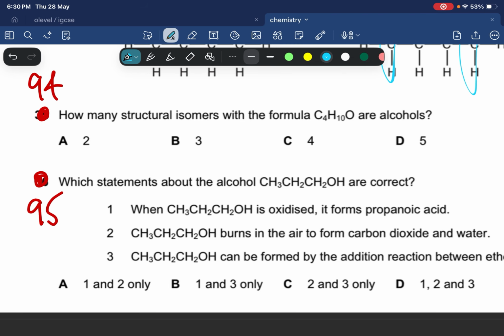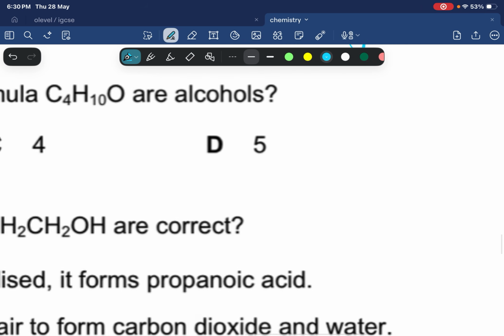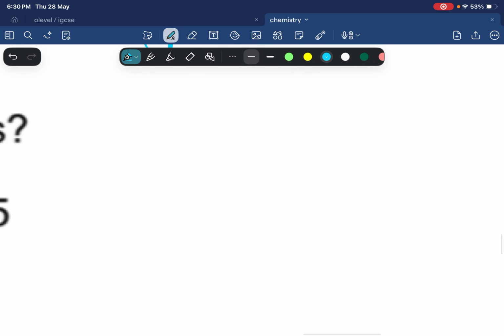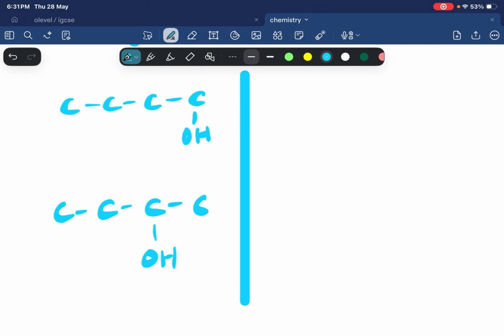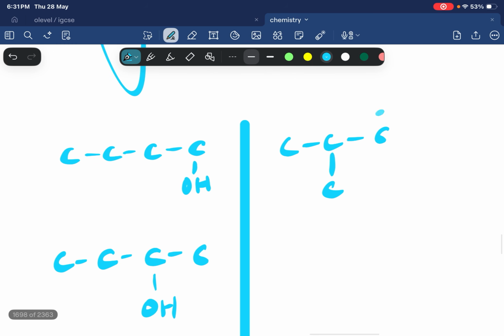How many structural isomers with C4H10O are alcohols? We would have to draw them. C4H10O are alcohols. 1, 2, 3, 4. OH on the first carbon. Then I have 1, 2, 3, 4 with OH on the second carbon. Then I do 1, 2, 3. There's a C here, OH over here.